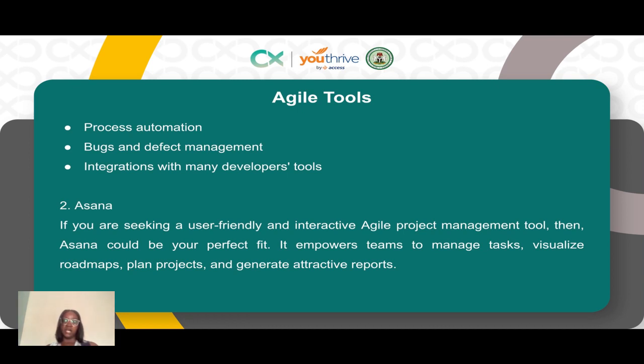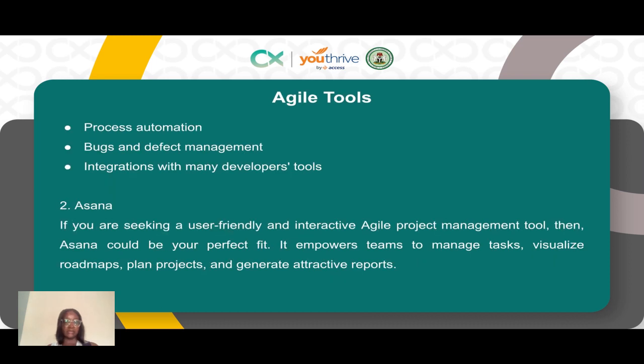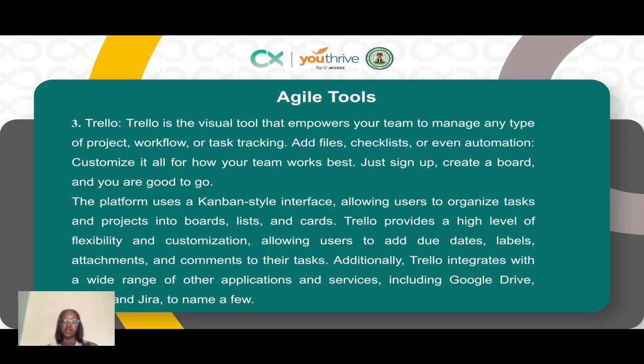Asana is another Agile tool. It's a project management tool that Agile software teams use to collaborate. It empowers teams to manage tasks, visualize roadmaps, plan projects, and generate attractive reports. Some of you have already started using Jira for your PRD or for your roadmap. And so that is just you acquainting yourself with one more Agile software tool that most product teams will use in an Agile work environment. The final one we're going to discuss is Trello.